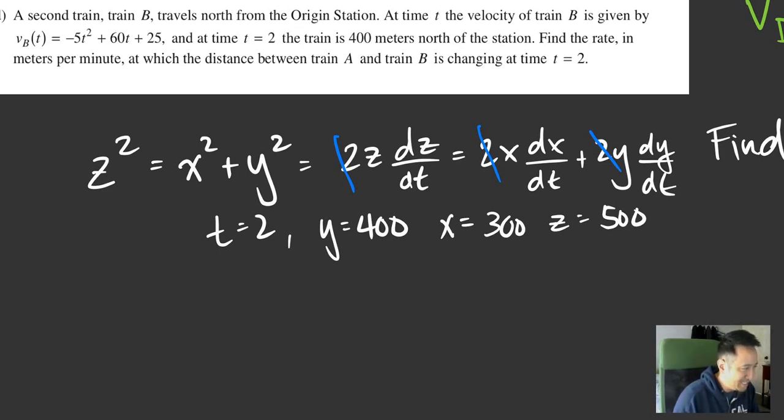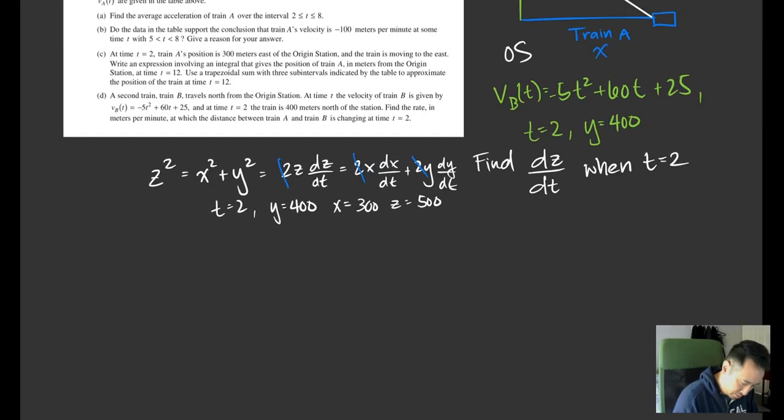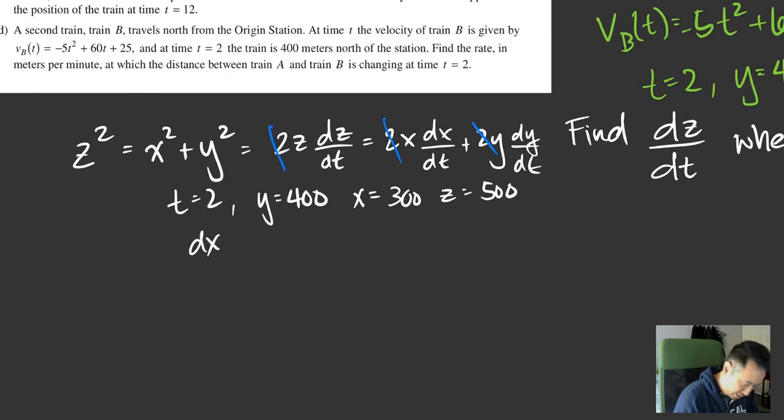I'm looking for dz/dt, right? The rate dx/dt at 2 is given to me in the table. At t equals 2, v of A of t equals 100. Remember, the table is train A's velocity, which is the derivative of position. So dx/dt would be 100 at 2. So I'm going to write that out: dx/dt equals 100.